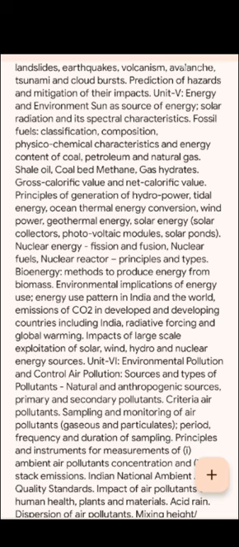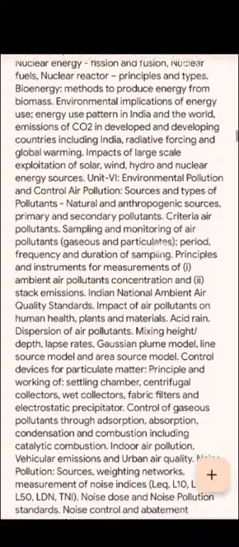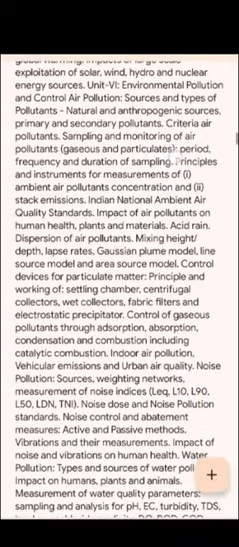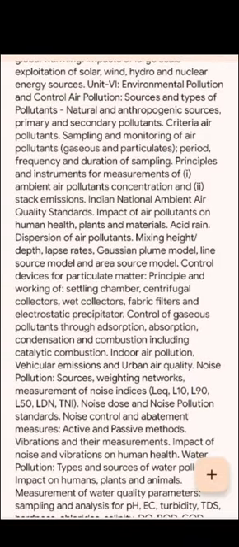Unit V. Environmental pollution and control. Air pollution. Sources and types of pollutants, natural and anthropogenic sources. Primary and secondary pollutants. Criteria air pollutants. Sampling and monitoring of air pollutants, gaseous and particulates, period, frequency and duration of sampling.